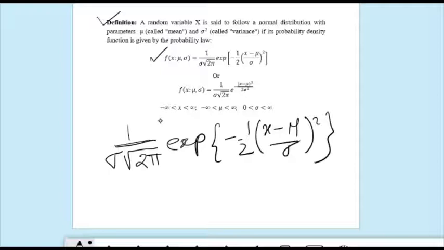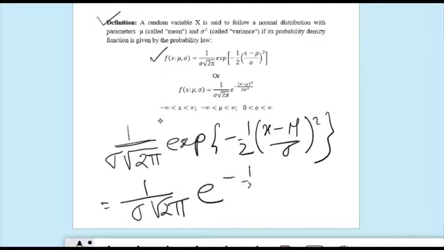Or otherwise we can write it like this: 1 by sigma root over twice pi, e to the power minus half x minus mu by sigma whole square. This gives the probabilities at different points of x for the normal distribution.